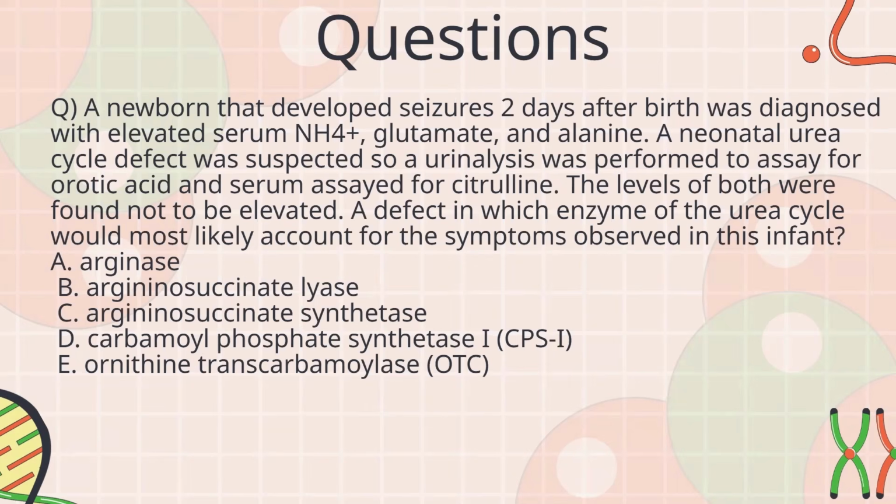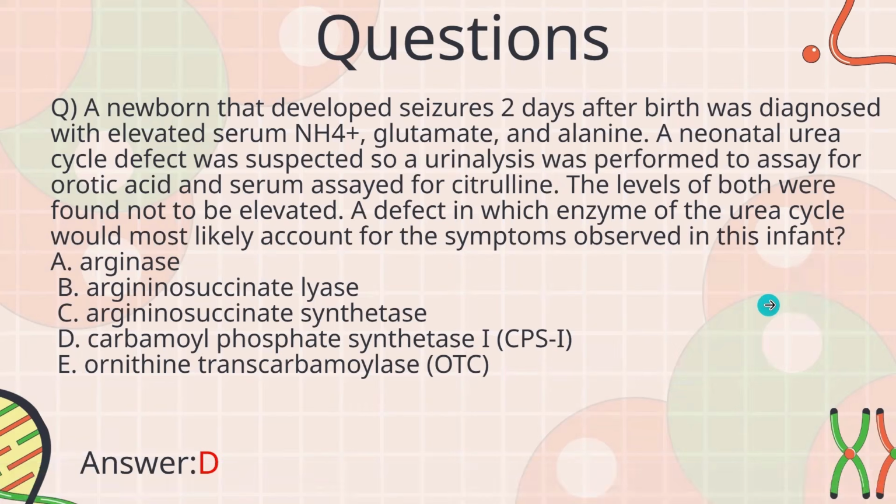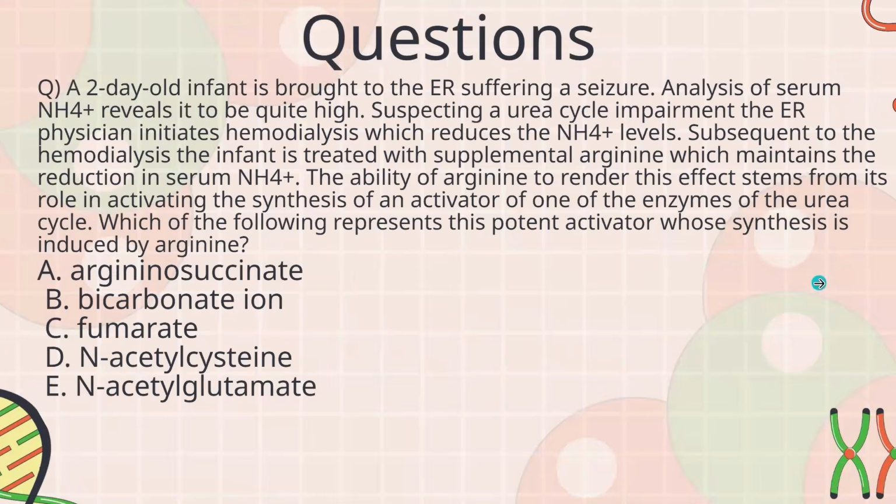The answer here is carbamoyl phosphate synthetase, which is D. We already have increased NH4+, glutamate, and alanine, but we're not noticing orotic acid. It's telling you the levels of both were not elevated. So this is immediately D, because we have high NH4, glutamate, and alanine.